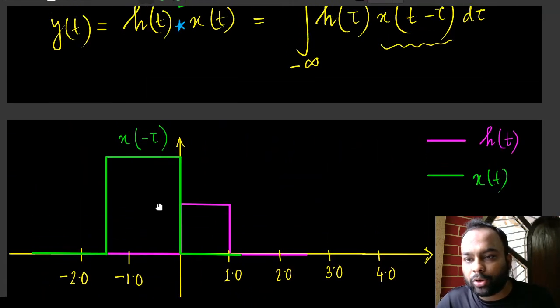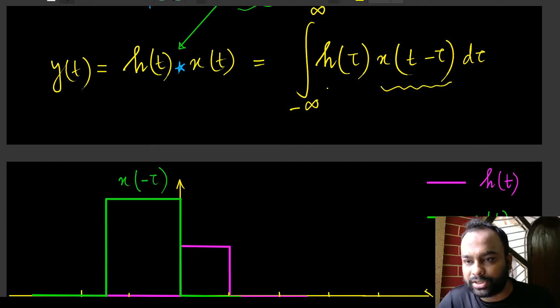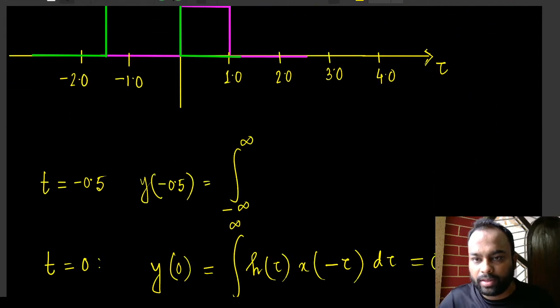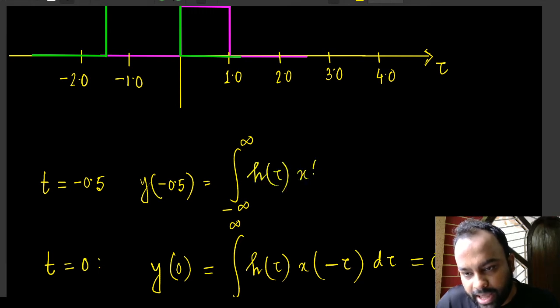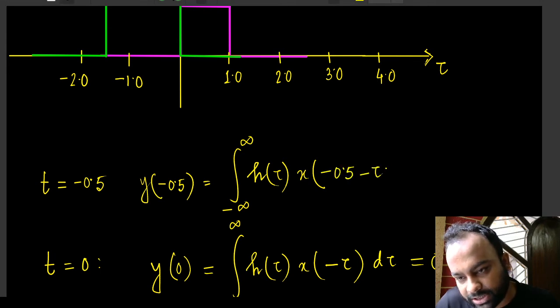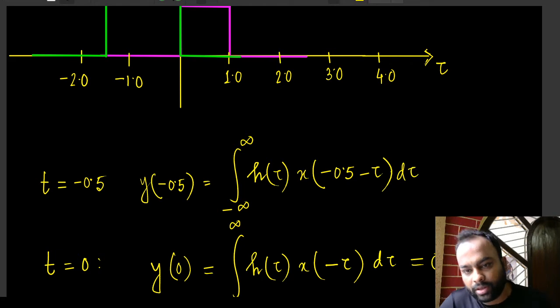So let's go back to the formula expression for the convolution, right? Here I am putting t is equal to minus 0.5. So let's do that. I'm writing the expression: that would be h of tau x of minus 0.5 minus tau d tau, right? I want to integrate that.